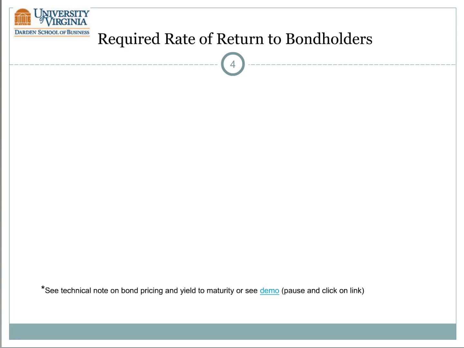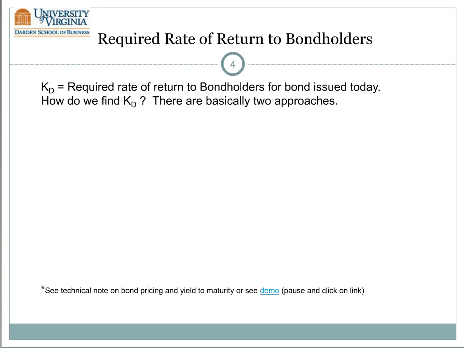K sub D is the required rate of return to bondholders for bonds issued today. It is not what the firm is currently paying on outstanding debt. That interest rate could be what the firm is paying on debt issued a long time ago. We want the current required rate of return of debt. The big question is, how do we estimate it?